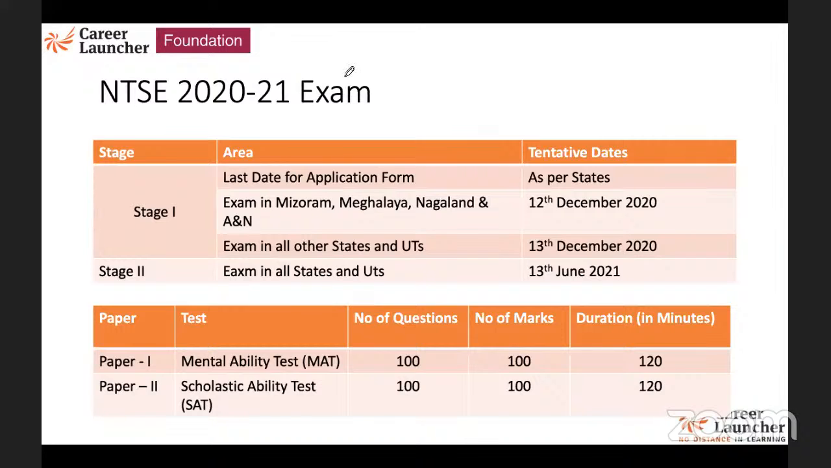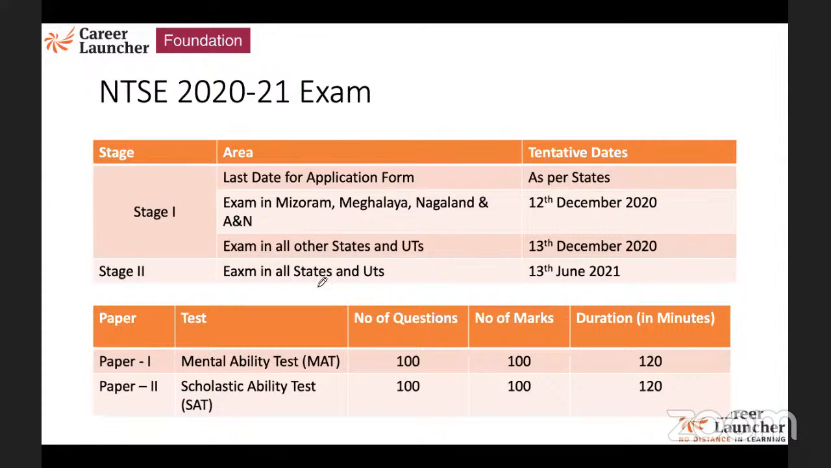Okay, so 100 questions. I think it's easily possible that if you smartly use your 120 minutes, you can do about 80 plus questions, or rather actually get 80 plus marks in that itself. What are the areas which come in the MAT exam? I am going to take you quickly through.